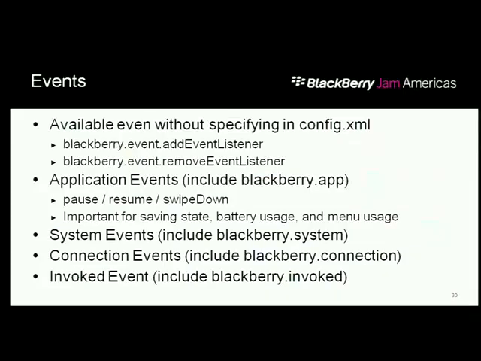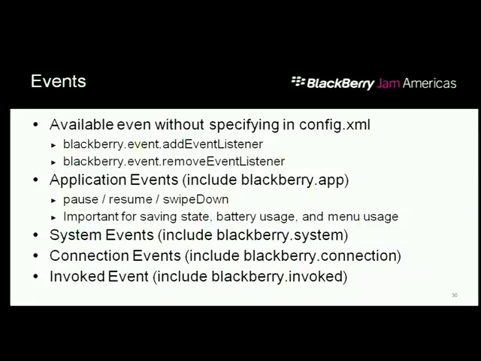Next is events. BlackBerry.event.addEventListener and removeEventListener. These are to be able to detect things like your application pausing, resuming, or if you're swiping down from the top. So these are all application-specific events. Obviously, you have to include a reference to BlackBerry.app in your config.xml for these. But these are important because when I swipe up, my application is becoming paused. So you want to make sure you're saving your application state in case your application gets closed at that point by the OS itself or by the user.